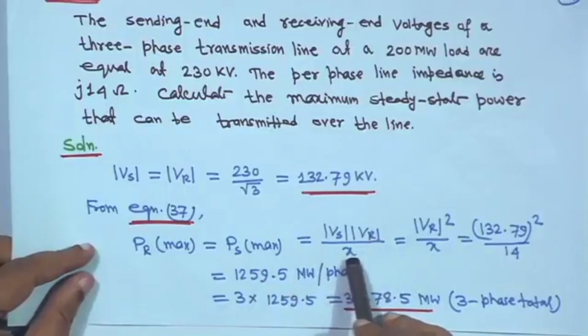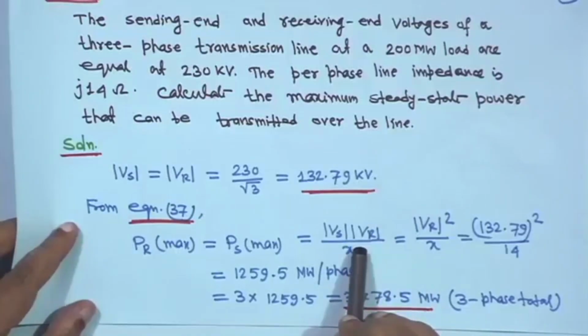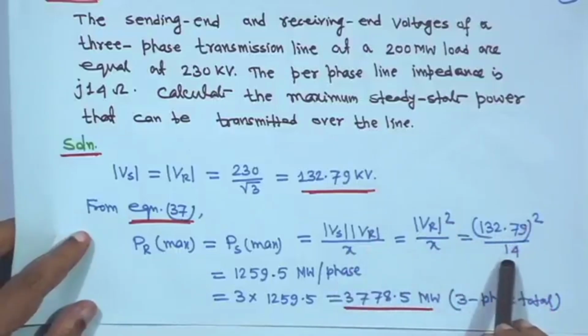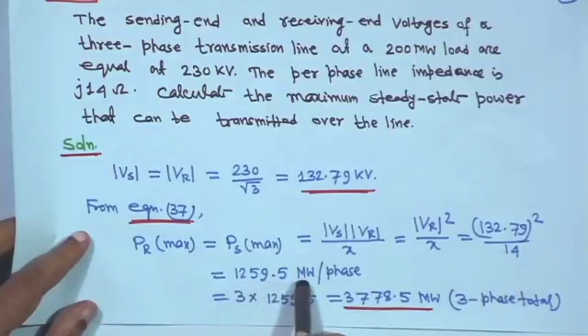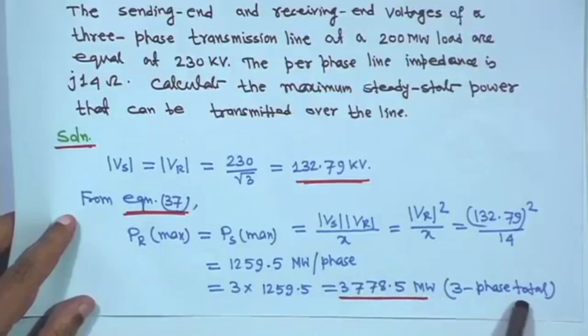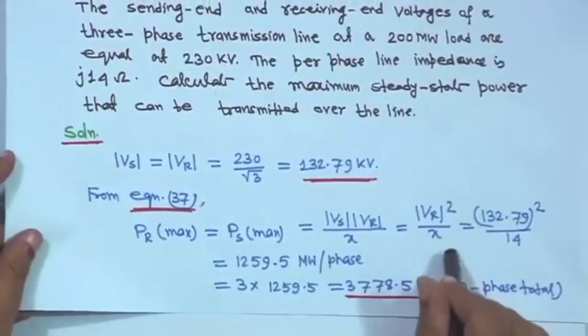upon X, because in that case sin delta is equal to 1, the delta is equal to 90 degree, and Vs is equal to Vr in magnitude, that means Vr square upon X, that is 132.79 square upon 14. So, that is actually 1259.5 megawatt per phase. So, if it is a 3 phase, it will be 3 into 1259.5 is equal to 3778.5 megawatt, that is 3 phase total. So, this example is a simple example.